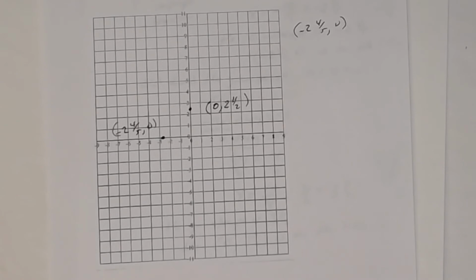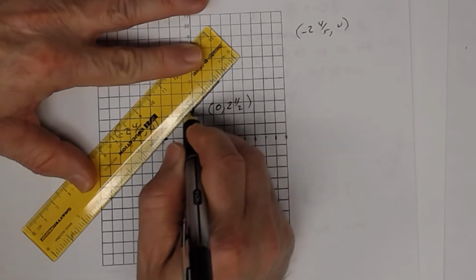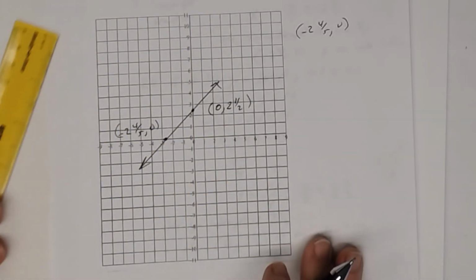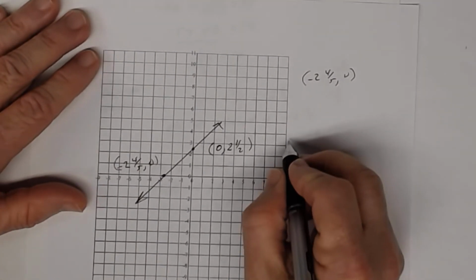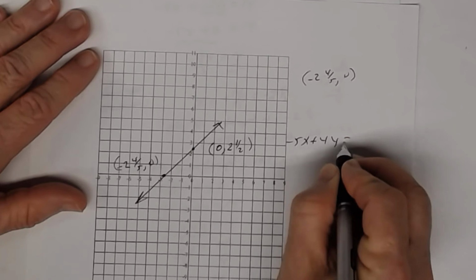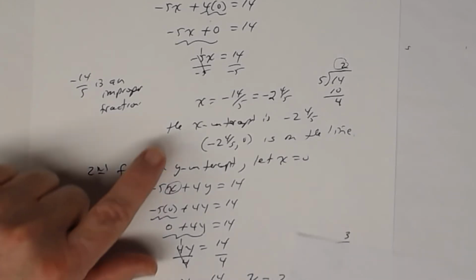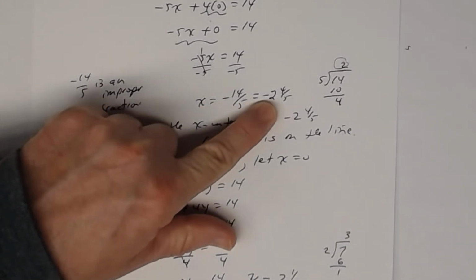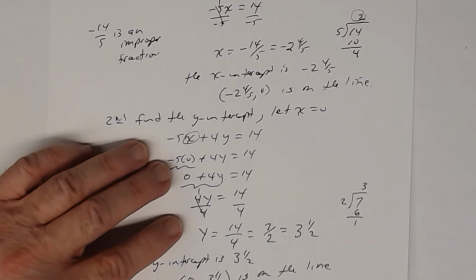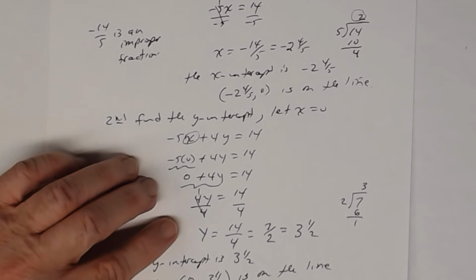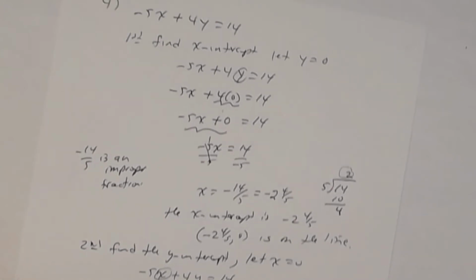And then use your straight edge to graph this. And so there is the graph of the line, and the line is negative 5x plus 4y equal 14. So that's how you deal with intercepts that are not exactly integers. They're not integers. They're mixed numbers. All right, or it could be a proper fraction. It doesn't have to be a mixed number. It could be a proper fraction, like let's say 1/2, and not 3.5. All right, so that was number 4.